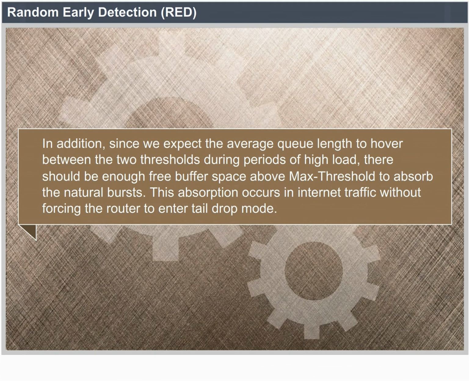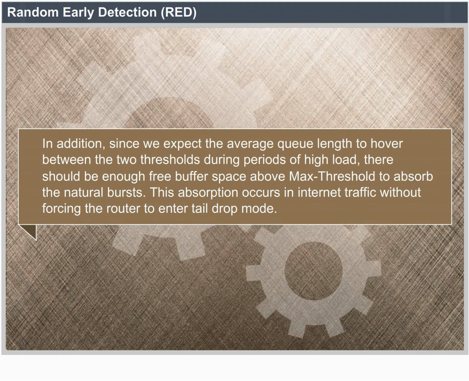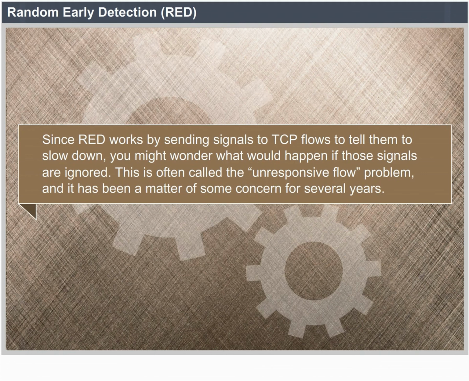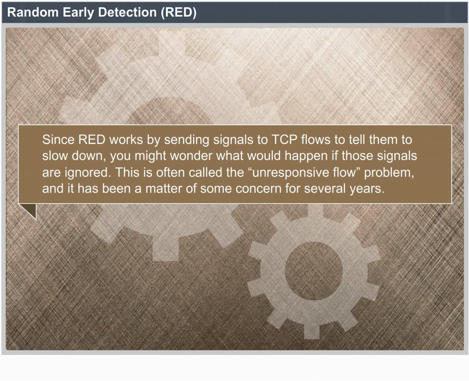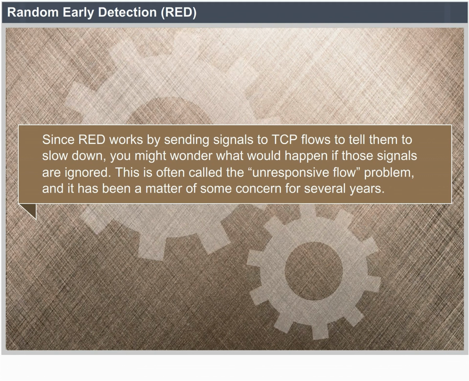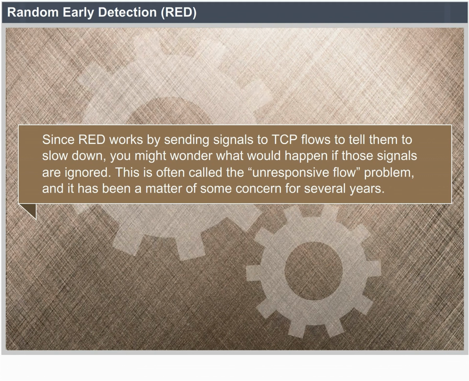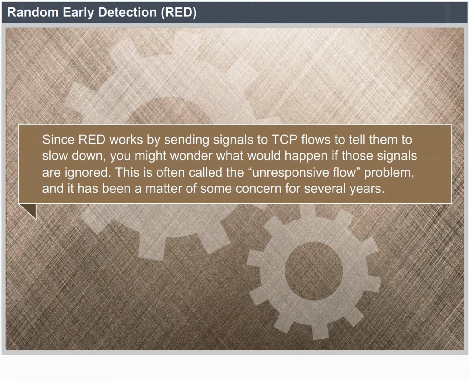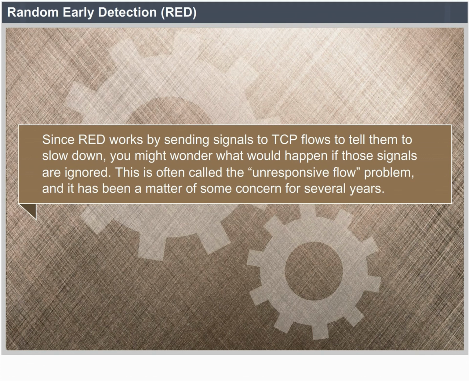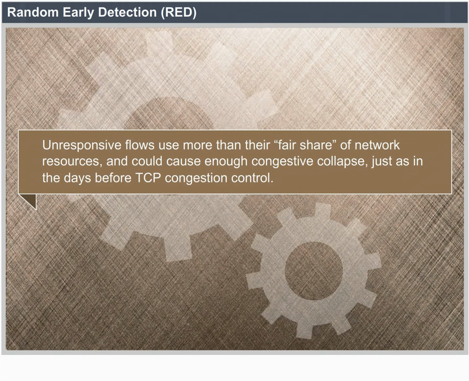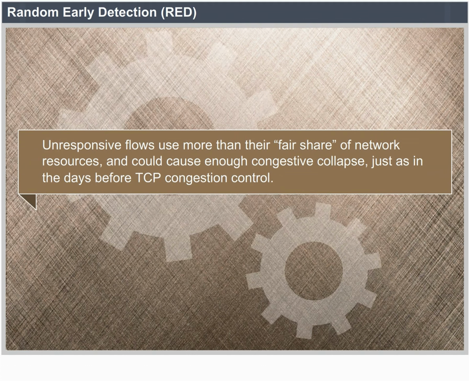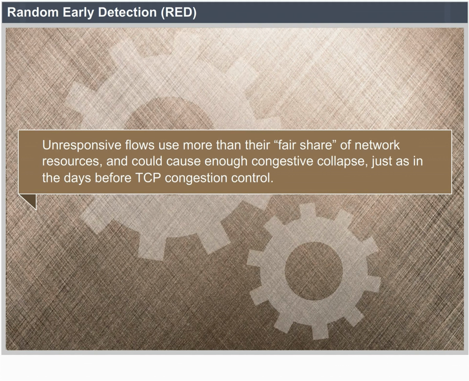Since RED works by sending signals to TCP flows to tell them to slow down, you might wonder what would happen if those signals are ignored. This is often called the unresponsive flow problem, and it has been a matter of concern for several years. Unresponsive flows use more than their fair share of network resources and could cause congestive collapse if there were enough of them, just as in the days before TCP congestion control.